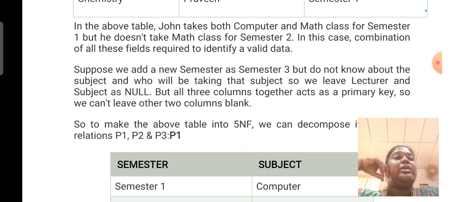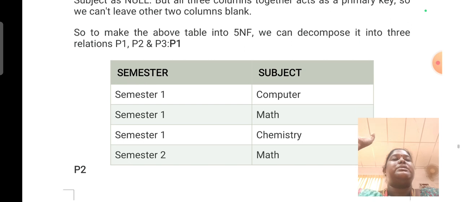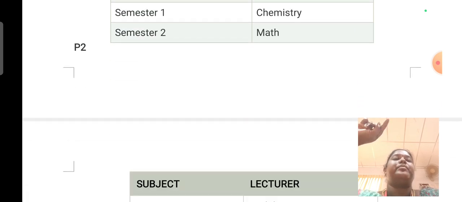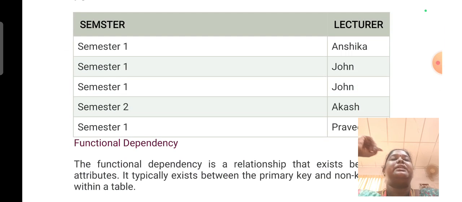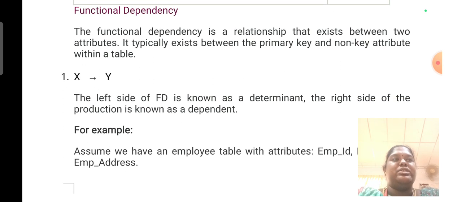But all three columns together act as a prime key, so we cannot leave the other two columns blank. So to make the above table into 5NF, we are going to decompose it into three tables: semester and subject, subject and lecture, semester and lecture. These are the decomposed three tables. And the next topic is functional dependency.